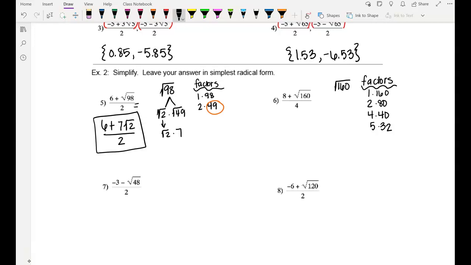Wouldn't 4 go into it? Because that's a square root of squared. Wouldn't what? Wouldn't 4 work? Or 4 times 40? So the question being asked is, well, we found a perfect square in 4.